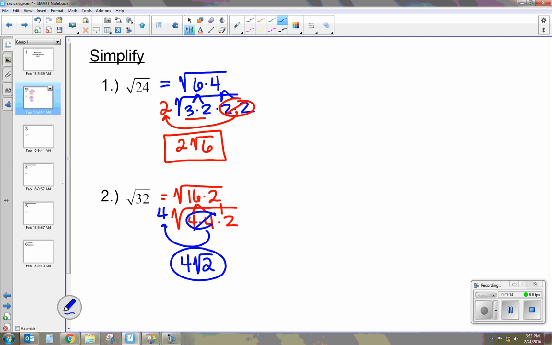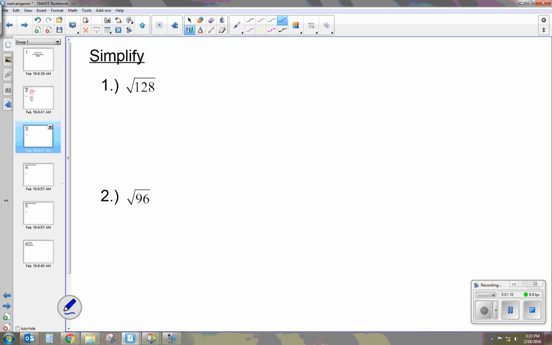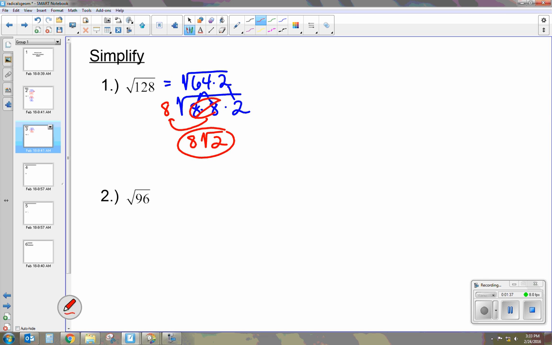Okay, let's do another example. We have the square root of 128, which is the square root of 64 times 2, which we can factor as 8 and 8 and bring down the 2. We have doubles of 8, bring that to the outside, so we have 8 square roots of 2.